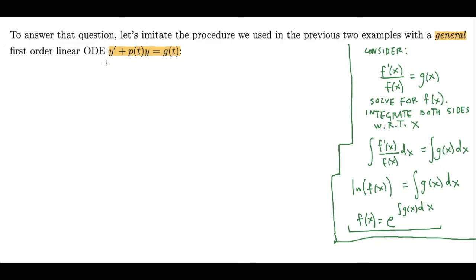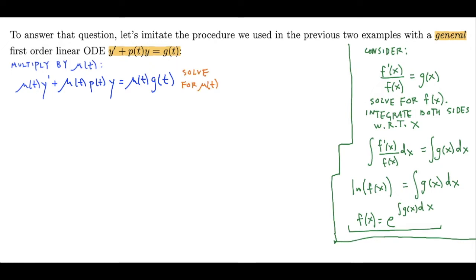We're trying to imitate the procedure that we used in the previous examples in order to understand how to construct mu of t. We start with the general first order linear ODE y prime plus p of t y equals g of t. And if you look back at the previous examples, you'll see that our first step was to multiply by mu of t. Now in the previous examples, our goal was to solve for y. We were trying to find the solution to the differential equation, the unknown function y. In this particular derivation, our focus shifts, and we want to try to solve for mu of t because we're trying to understand a general method to be able to construct that mu of t.